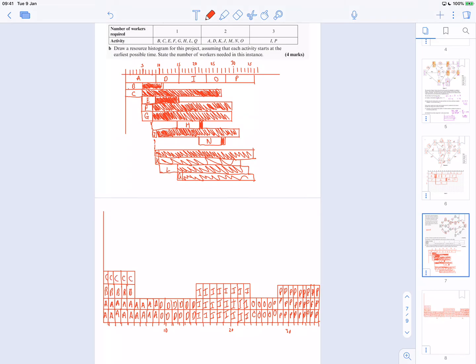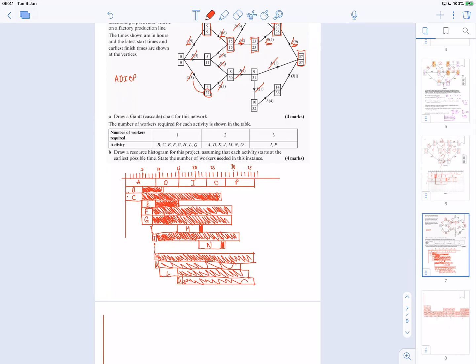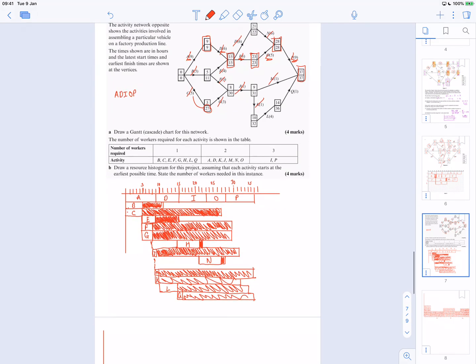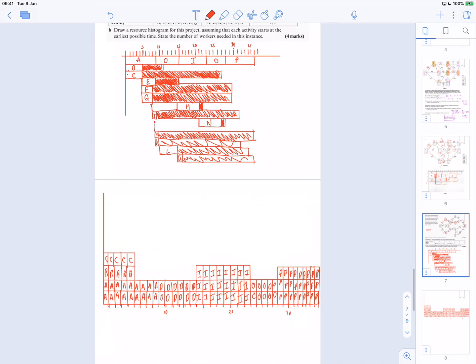So that's the B and C done. The E's are going to start off at 5 and they're 1 worker. F and G are also going to start from 5, so you need E, F and G stacked on top of each other. E is 4, F and G are 3. So 1, 2, 3, 4, that's where E is going to be, because that's 4.